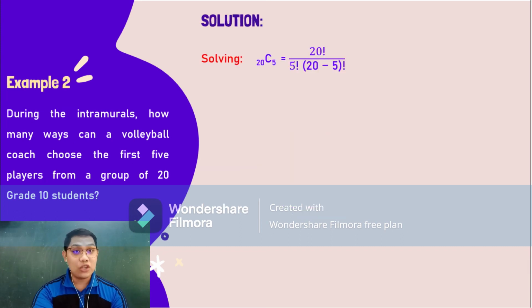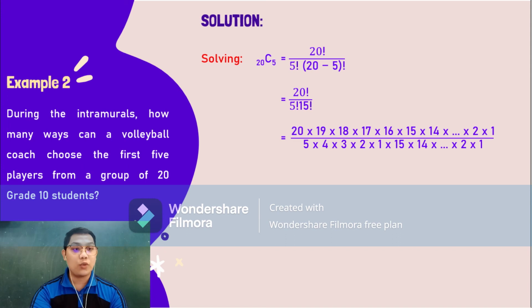Then, substitute the given value to our formula. So, the combination of 20 taken 5 at a time is equal to 20 factorial over 5 factorial times the factorial of 20 minus 5. Then let us subtract 20 and 5. So 20 minus 5 is equal to 15. Therefore, our solution now is 20 factorial over 5 factorial times 15 factorial. So let's compute this factorial nga kung ano.